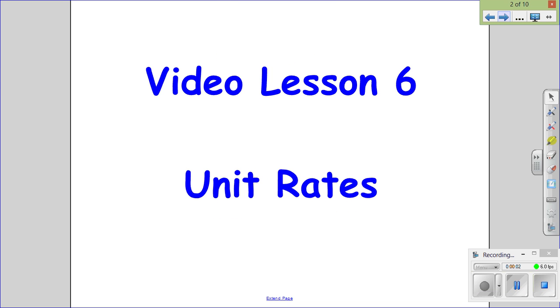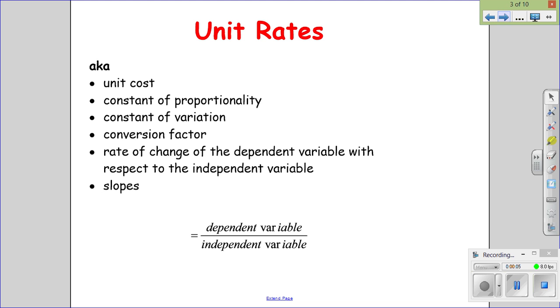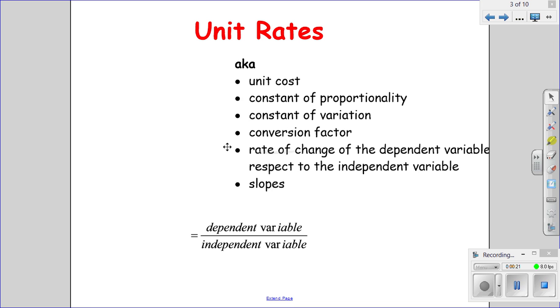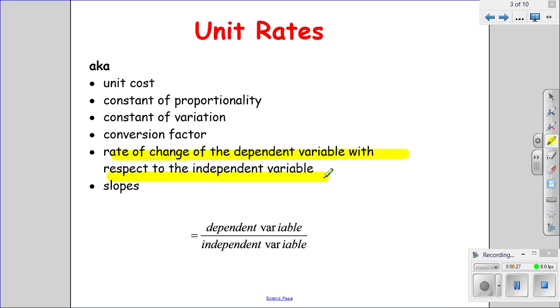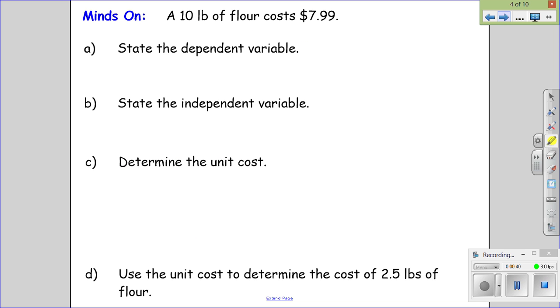Proportional reasoning and unit rates. Unit rates have a lot of different names that you've seen and heard already this semester: unit cost, constant of proportionality, constant of variation, a conversion factor, and the one that you've seen over and over again, rate of change, a dependent variable with respect to the independent variable, or slope, which is the dependent variable divided by the independent variable. That is not new this semester. The other words all mean the same thing, but they're all calculated in a similar manner.